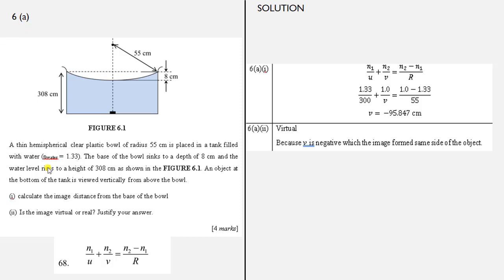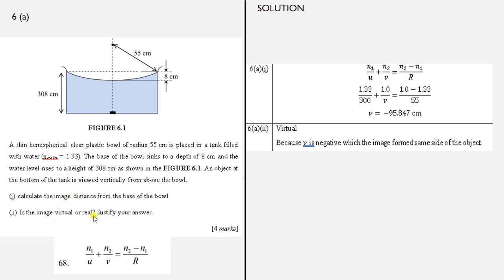So question 6a, we are given a thin hemispherical clear plastic bowl, radius 55 cm. We place it in a tank that is filled with water. The refractive index of water is 1.33. The base of the bowl is sunk to a depth of 8 cm and the water level rises to a height of 308 cm. So we place an object at the bottom of the tank and it is viewed vertically from above the bowl. So we need to calculate the image distance from the base of the bowl.